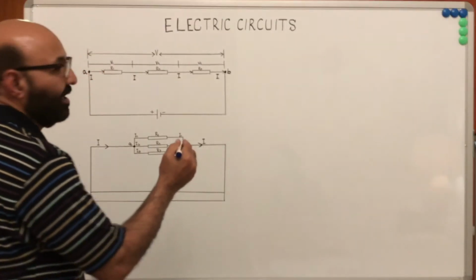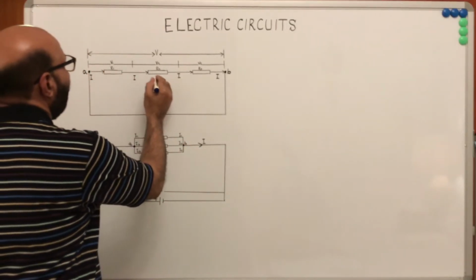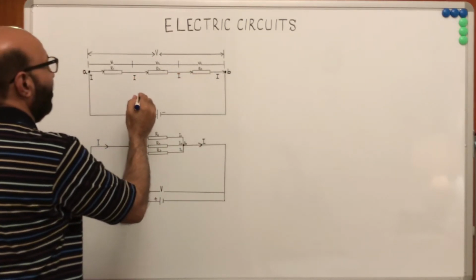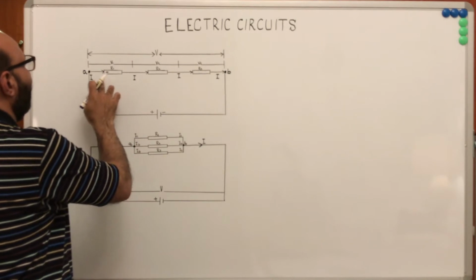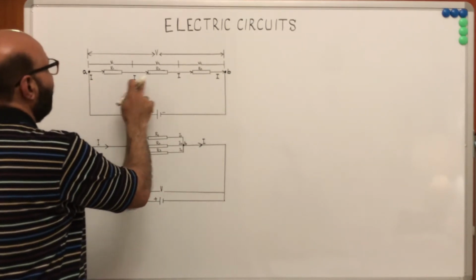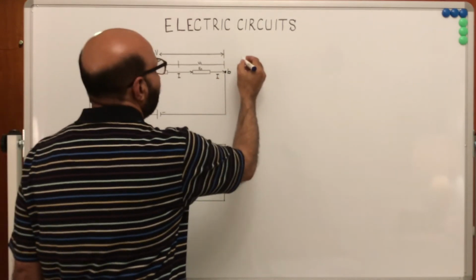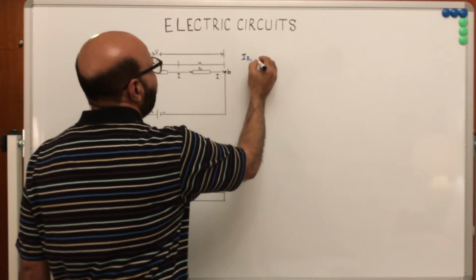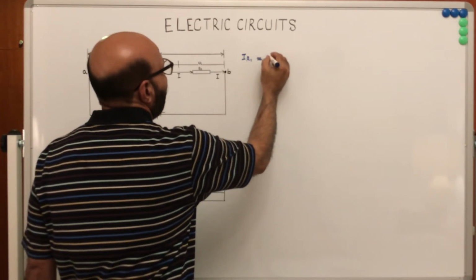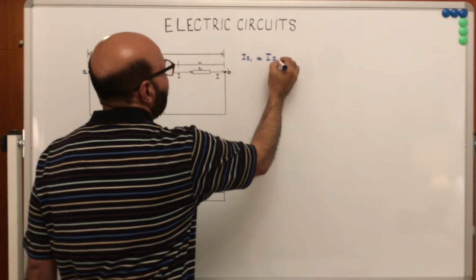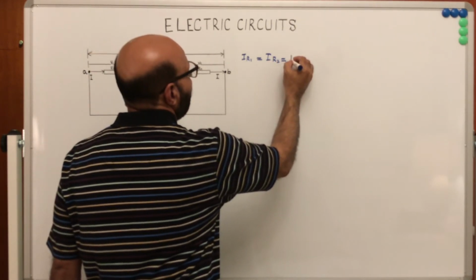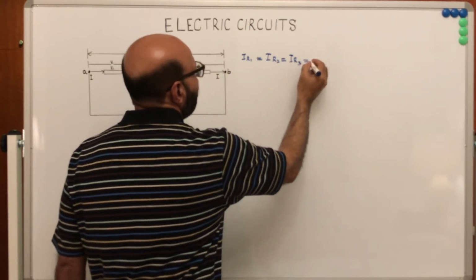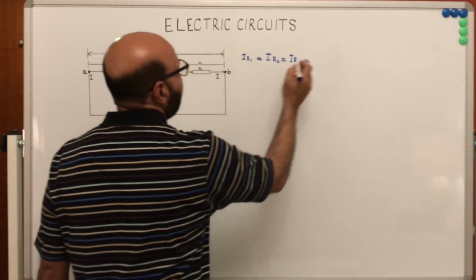For any electric circuit, if two or more resistors are connected end to end, it is called resistors in series. For a series circuit, the amount of current at all the points in the circuit is the same. This means the current for resistor R1 is equal to the current for resistor R2, is equal to the current for resistor R3, and is also equal to the current at points A and B.